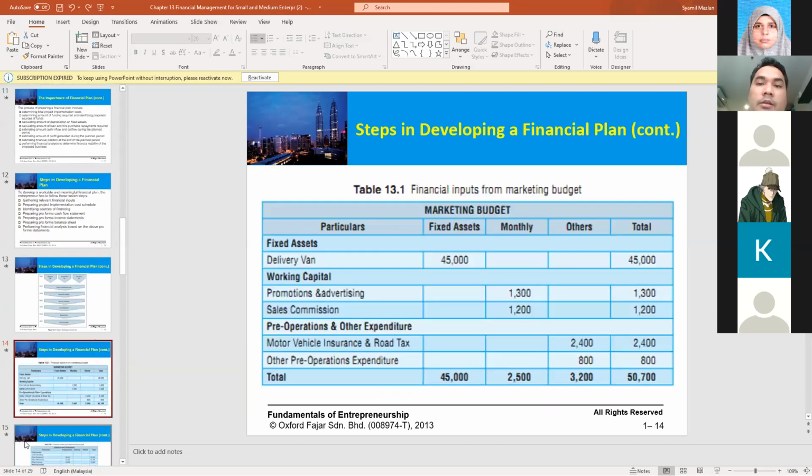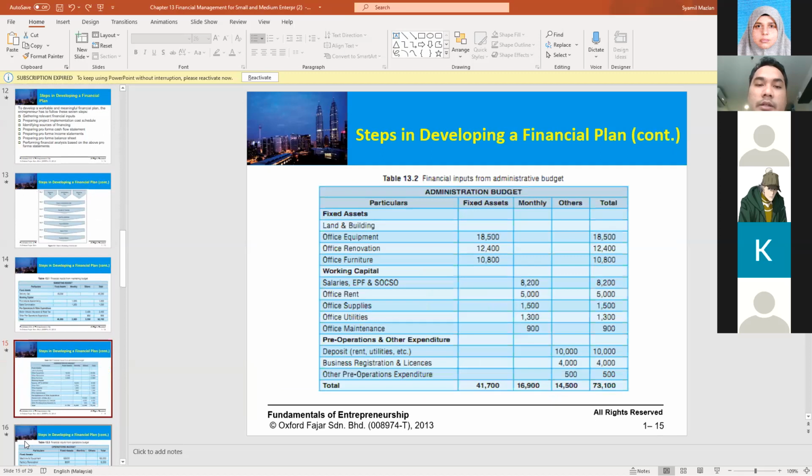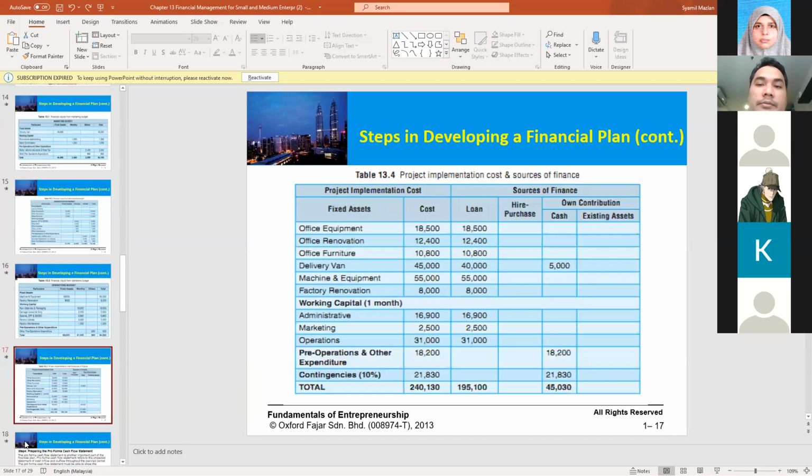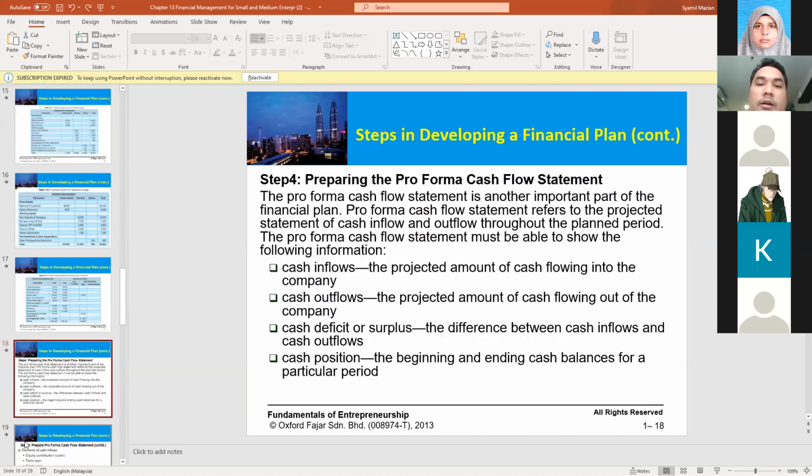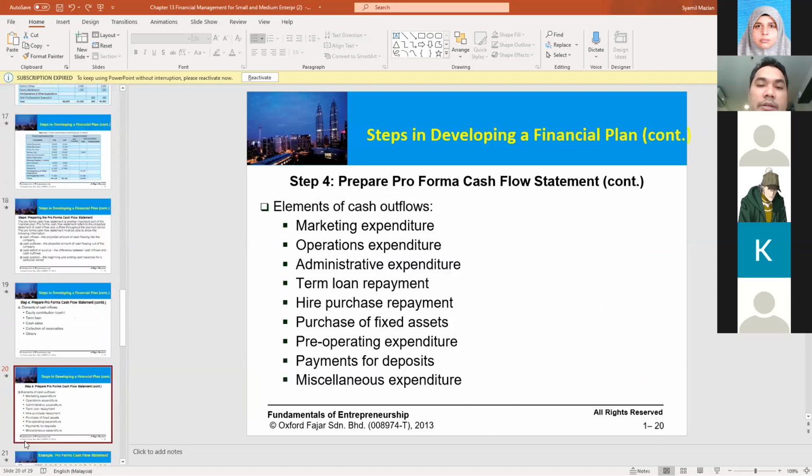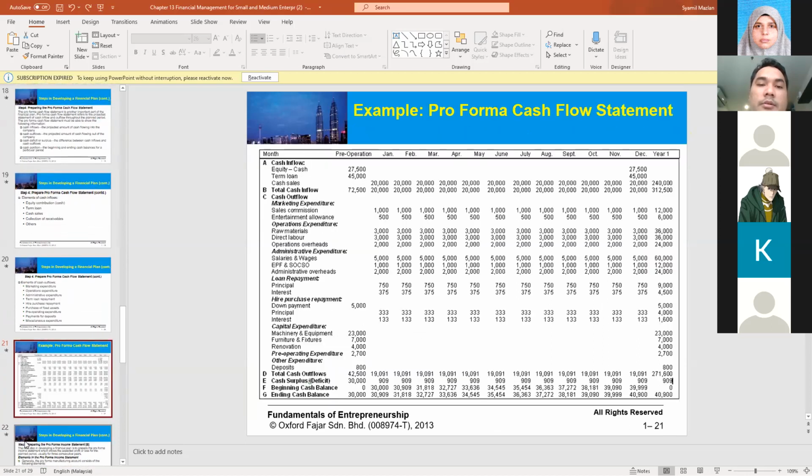So I think I've covered these kinds of things. Fixed asset. Cash flow statement. These are the cash flow statement: cash inflow, cash outflow, and then your cash surplus and your ending balance.